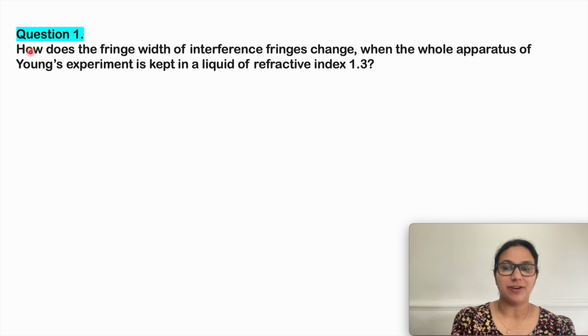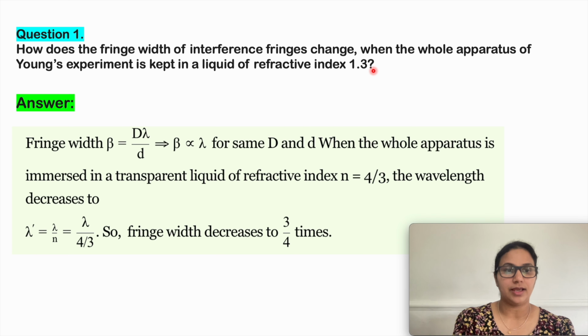Next, question number 1. How does the fringe width of interference fringes change when the whole apparatus of Young's experiment is kept in a liquid of refractive index 1.3? The answer is, as we know, the fringe width beta is equal to D lambda by d. When the refractive index is 4 by 3, the wavelength decreases to lambda by 4 by 3, so the corresponding fringe width decreases to 3 by 4 times.